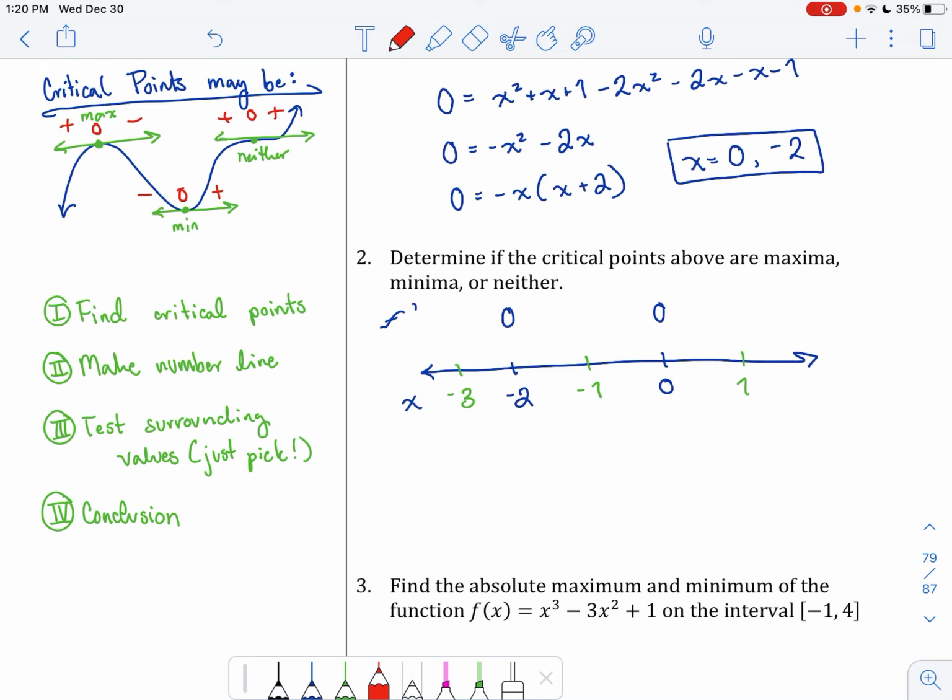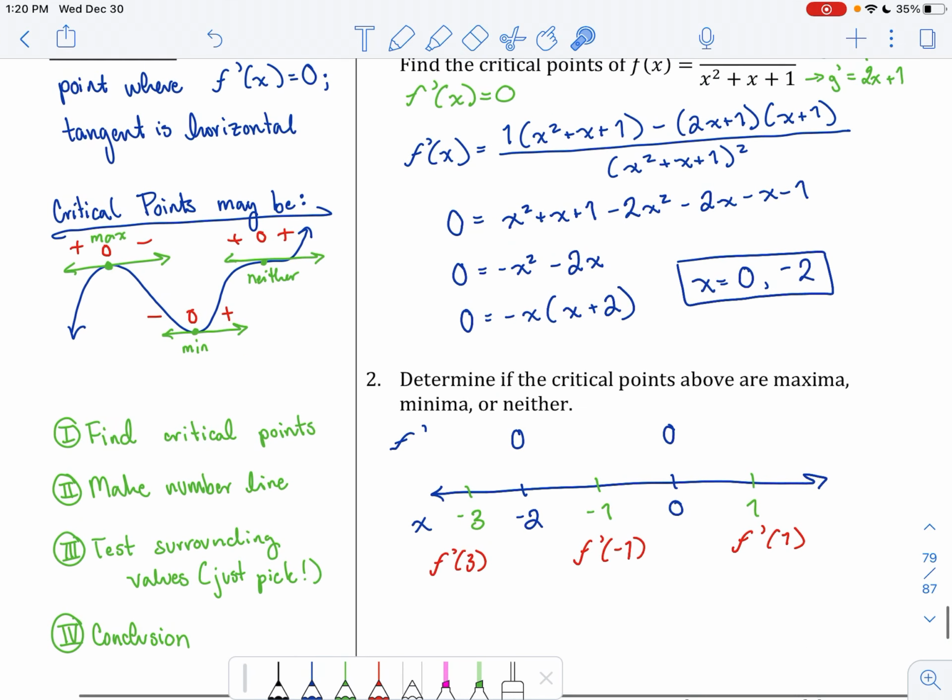So when we test surrounding values, the question becomes, okay, well, what's f prime of -3? What's f prime of -1? And what's f prime of 1? You could have picked any numbers here. I picked these ones because they're small and close. This could have been -1.7, that's also in that interval here. You could have picked -2.5. Whichever ones you like are fine. I think these are the obvious ones for this problem, but you can pick whichever ones you like.